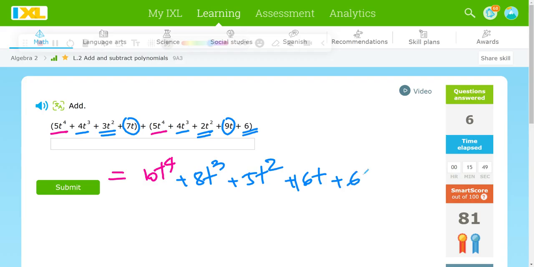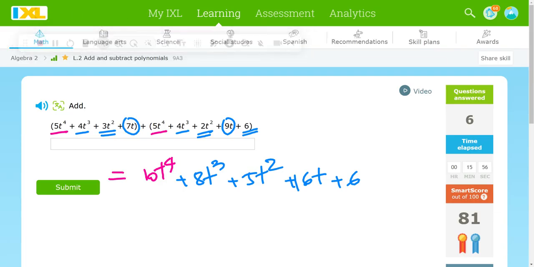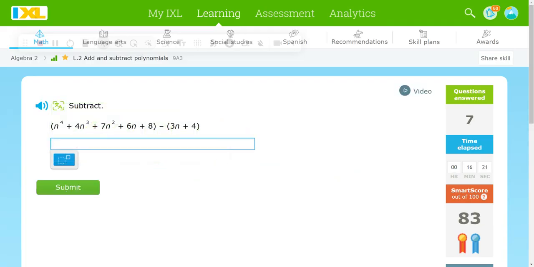Okay, you can type directly. You don't have to write down if you don't want to, but I want to write down so you can see it. So here we go. I put 10t to the 4, move the cursor over, plus 8t to the third, move the cursor over, plus 5t squared, move the cursor over, plus 16t. And the number is number 6. That's it. Submit. Voila.